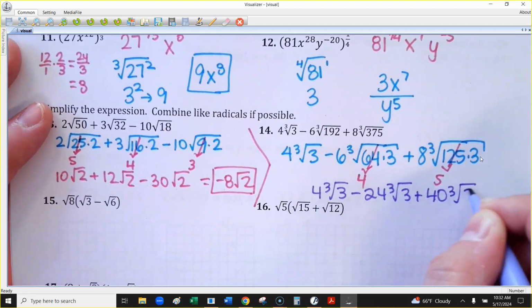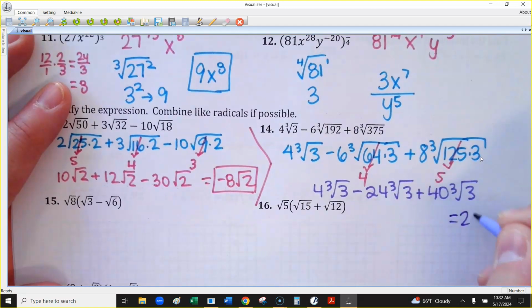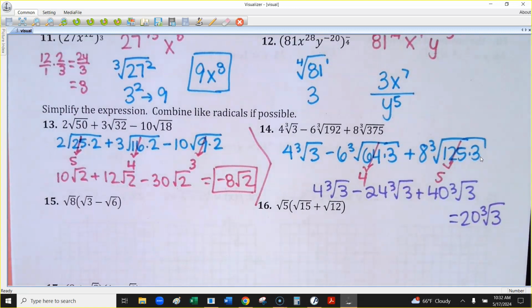So initially when I did the problem, they didn't look like radicals, but they all end up being if you simplify. So all you're going to do is 4 minus 24 and then plus 40. So if I simplify this, don't change what's under the radical. It should stay a cube root of 3. Is anybody having a question?